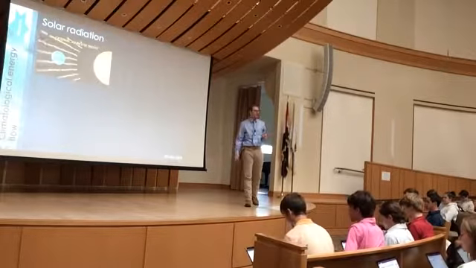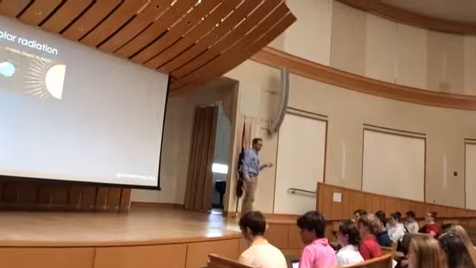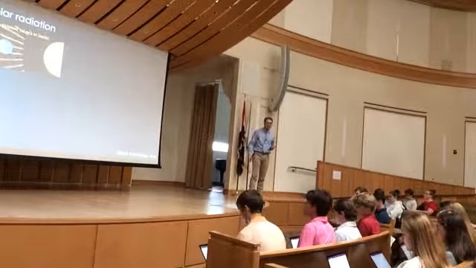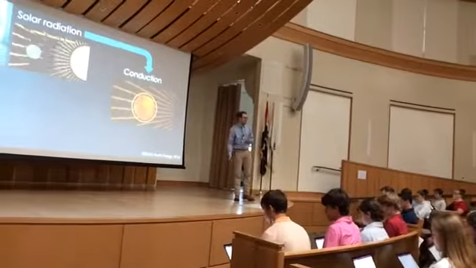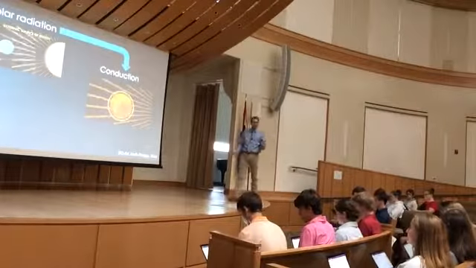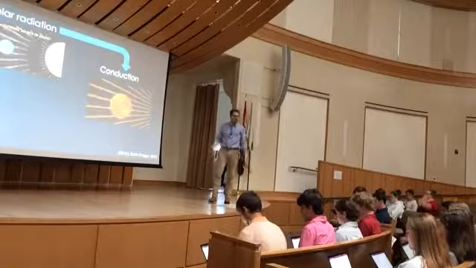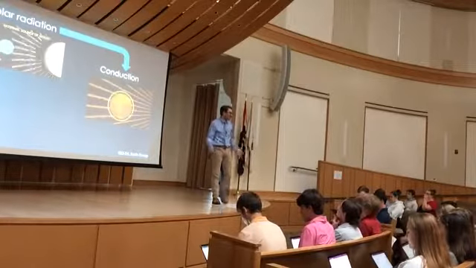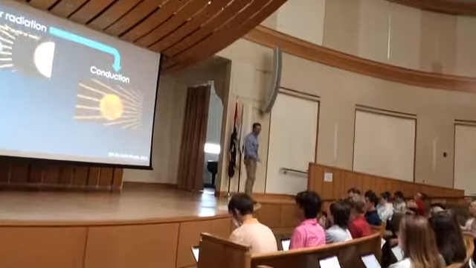So the energy, again, for our entire planet comes from the sun, and the heat energy that drives climate and weather, it's indirectly from the sun. So solar radiation flows from the sun to the earth, and then the earth absorbs the solar radiation and releases some of that energy in the form of heat.